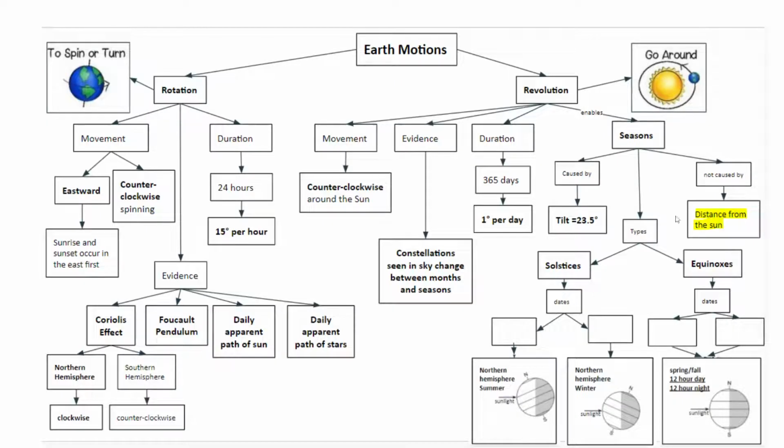So make sure you write this down. Seasons are caused by the tilt of the Earth of 23.5 degrees, but seasons are not caused by the distance of the Earth from the sun.